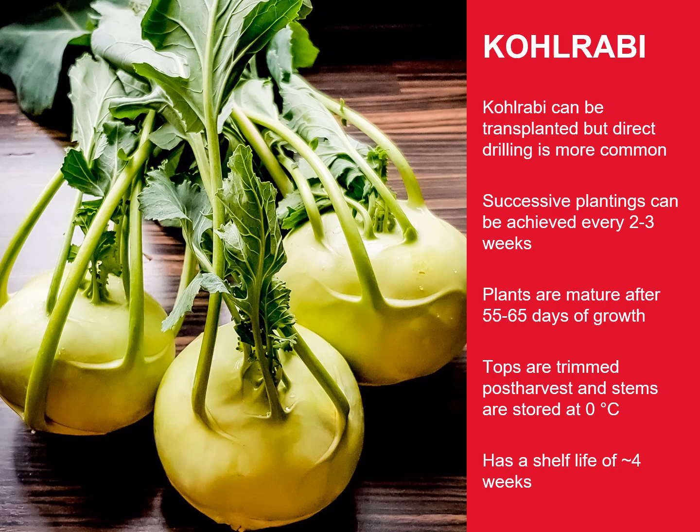So kohlrabi can be transplanted, but it's more common for it to be direct drilled. Successive plantings can be achieved every 2 to 3 weeks and staggered so that there's continuous supply throughout a growing season. Plants are mature after about 55 to 65 days of growth, and the tops after harvest are typically trimmed off, which prolongs its shelf life and storage quality, and the stems themselves should be stored at about 0 degrees C. It has a shelf life of around four weeks if treated correctly.